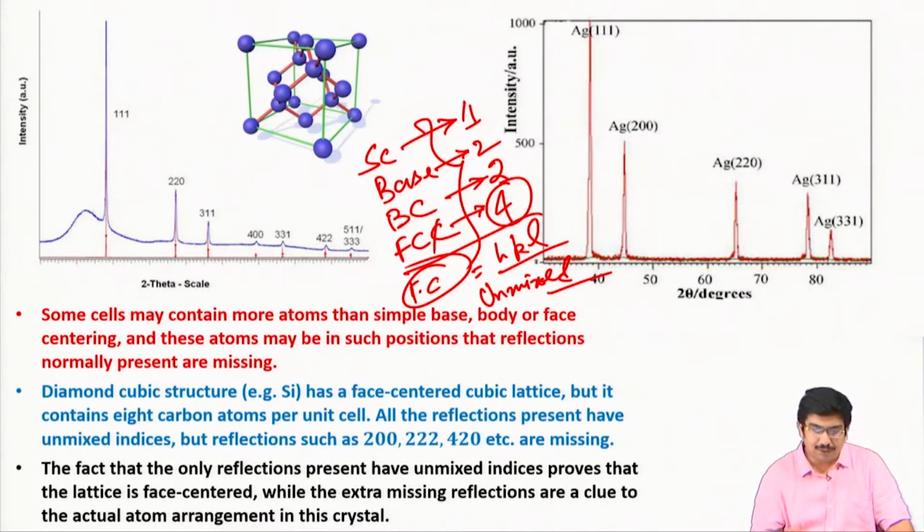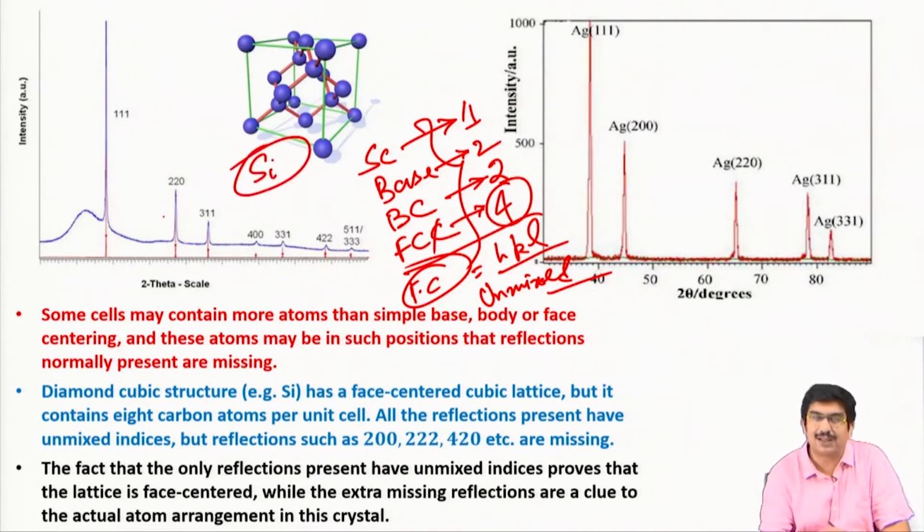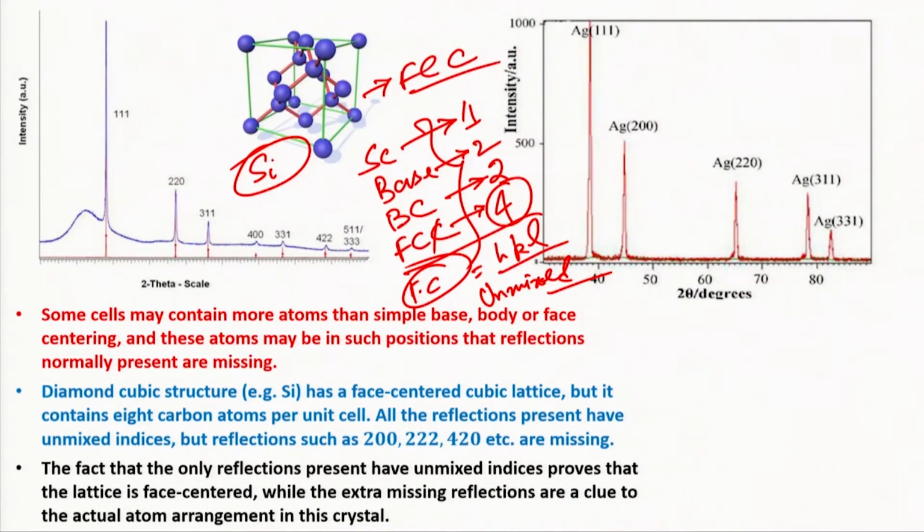For example, consider the diamond cubic structure, of which the best known example is silicon. The diamond cubic unit cell is basically an FCC structure, and additionally we have 4 other atoms within the unit cell, present at the tetrahedral void positions, at 1/4 and 3/4 along the body diagonal. Out of the 8 such positions only 4 are occupied. This is the diamond cubic structure.